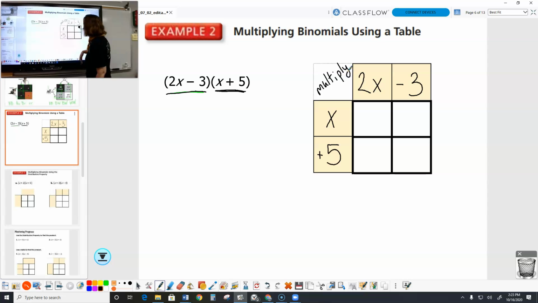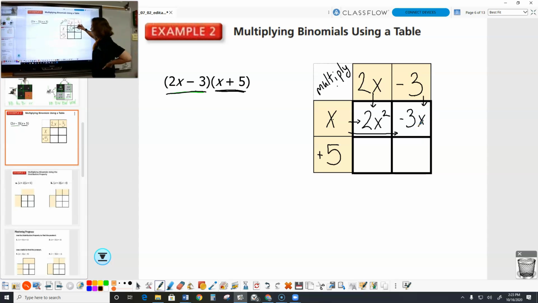Okay, just multiply. I'll just write multiply. I'm not going to put x because that's going to confuse us with the x's that are in the actual problem. All right, so we're going to say 2x times x, 2x squared. All right, now let's take the negative 3 times the x. So negative 3 times x would be negative 3x.